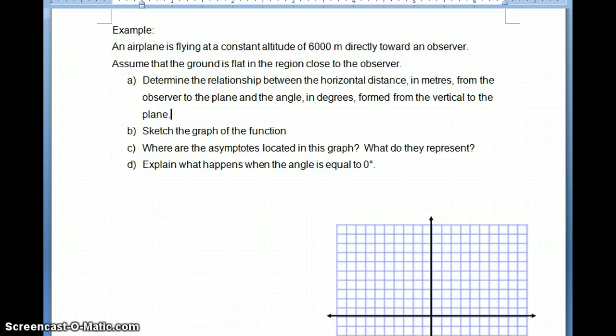To get a better picture of what this word problem is saying, I'm just going to pull out my handy dandy paint here, and I want to draw a picture of a triangle.